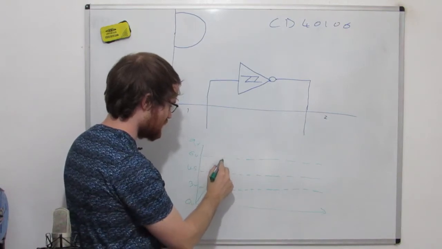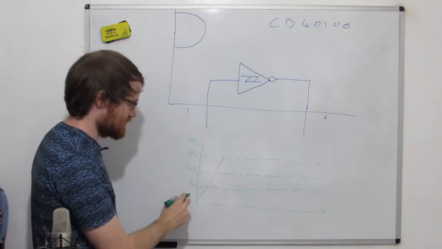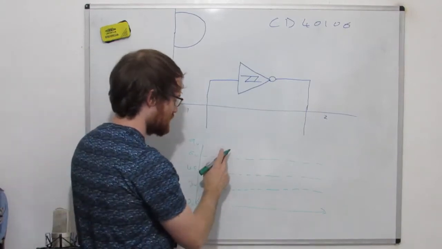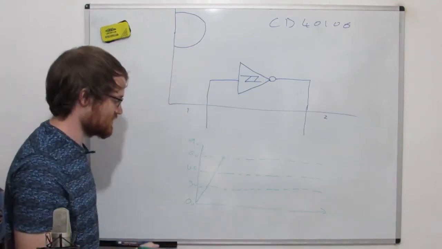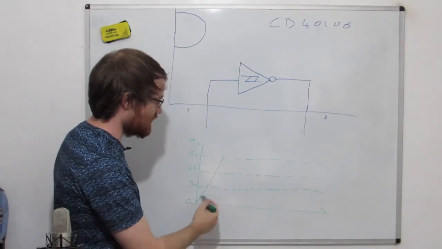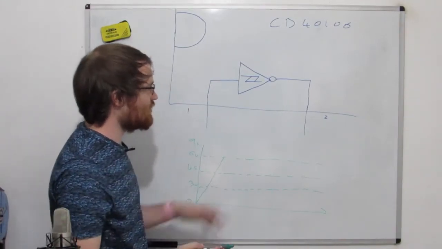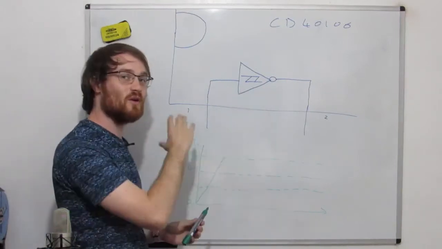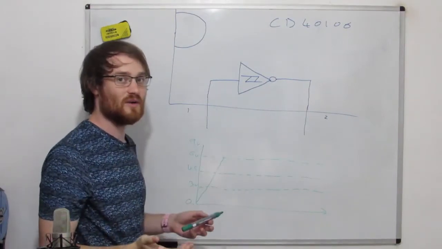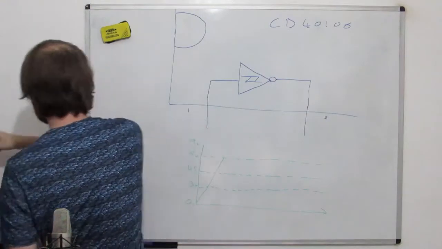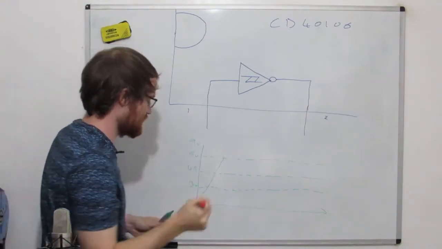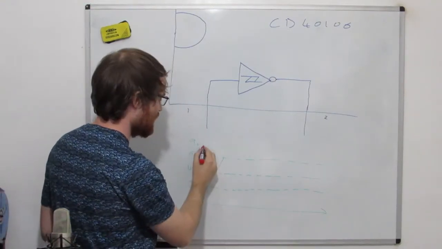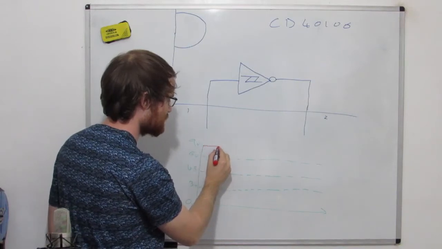and nothing's going to happen until we cross this 6 volt threshold. Before we cross that 6 volt threshold, we were sat in an off state and the output would be high because it's inverting. So while the input is low, the output obviously is going to be high. So we'll draw that on in red. This whole time, the output is just sitting up here at 9 volts.